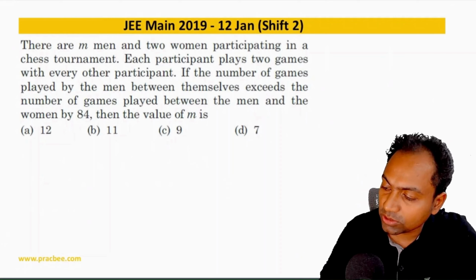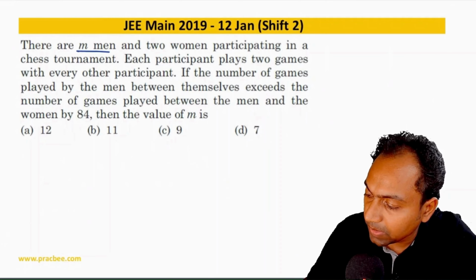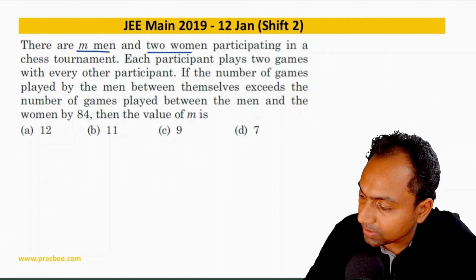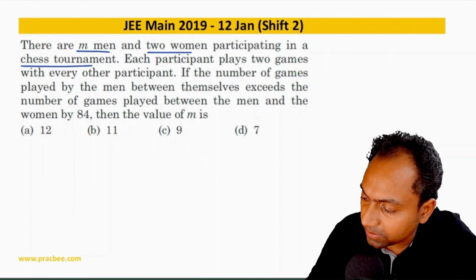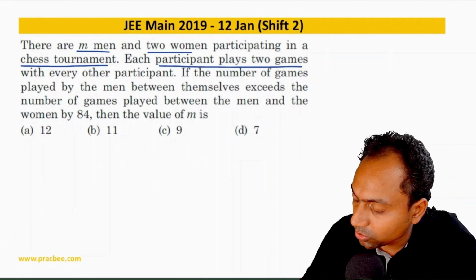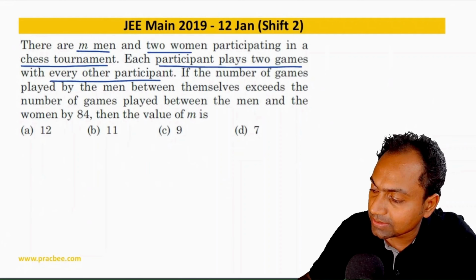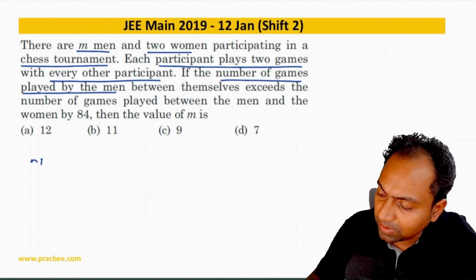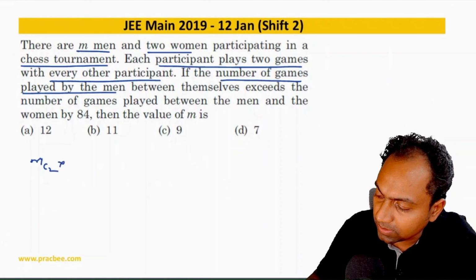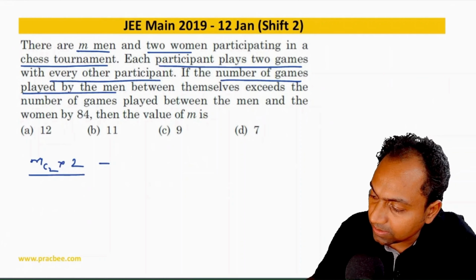Now, this question talks about the number of games being played between M men and 2 women participating in a chess tournament. Now, what they're saying is each participant plays 2 games with every other participant. Then they are saying that the number of games played by men, so if I select 2 men, they will play 2 games each, exceeds by the number of games played between men and women.